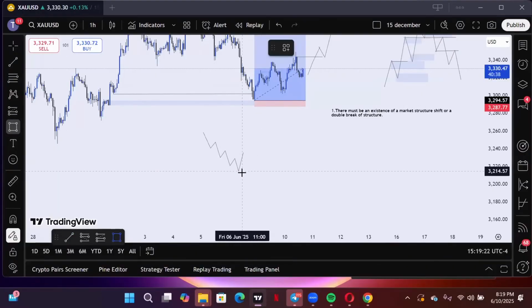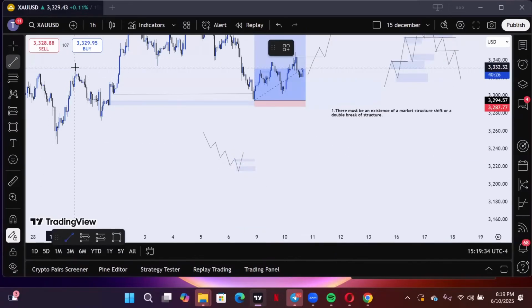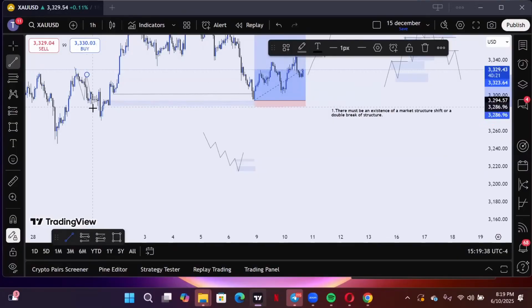So it means that I have to look below to find my possible points of interest. If I look below, I can see a breaker block here, and I can also see an order block here. So I have two points of interest. It's actually the same as this scenario: lower highs, lower lows, lower highs, lower lows, lower highs, lower lows.